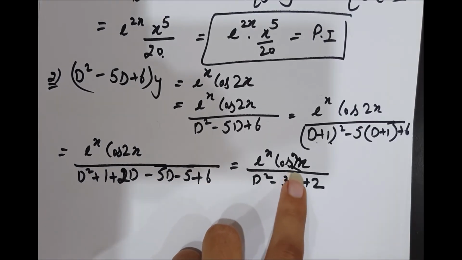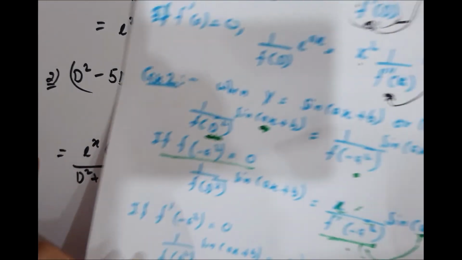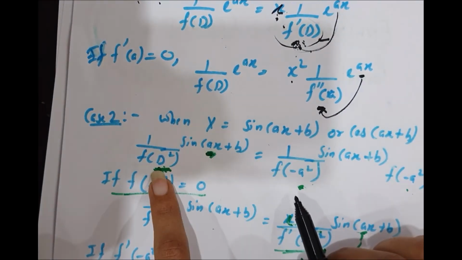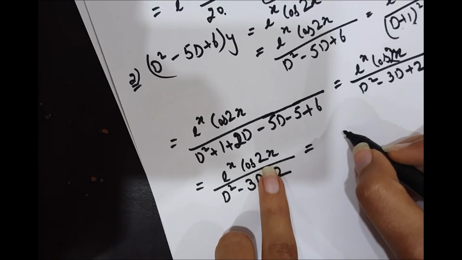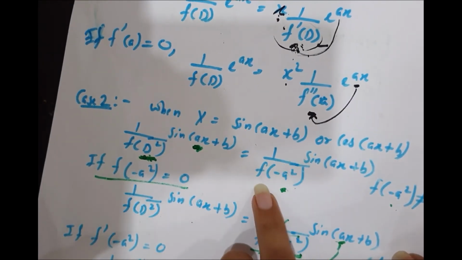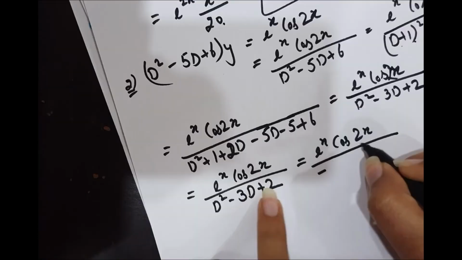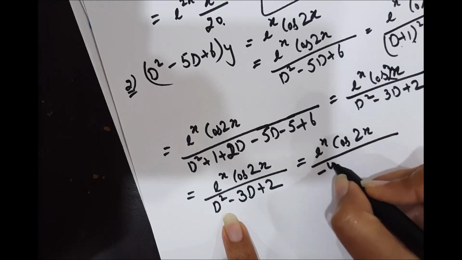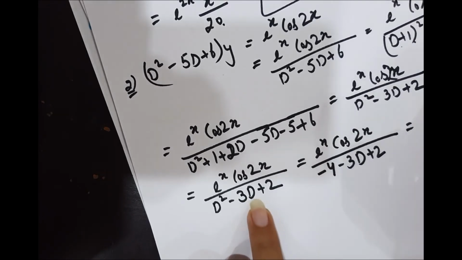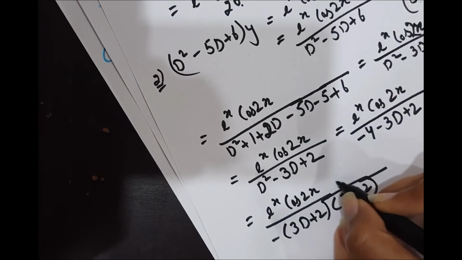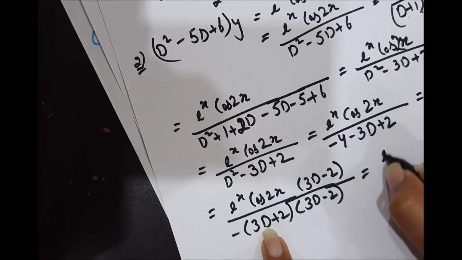Now it's the turn of this cos part. For the cos part, as I told you in the second case, when any sine and cos function is there, put minus a square in place of D square and check whether the function comes out to be 0 or not. If it comes out to be 0, then differentiate and put x here. Put minus a square, that is minus what is 8, this is a here, minus 4, and this D will remain as it is because it's D, not D square. We got this. Now again 3D minus 2, so that it became D square.